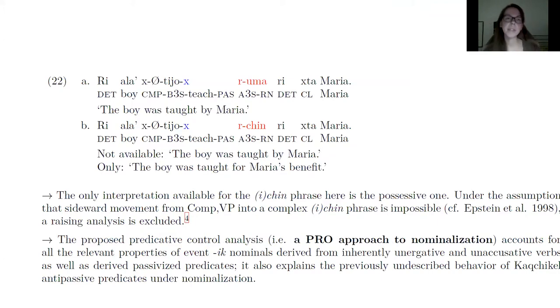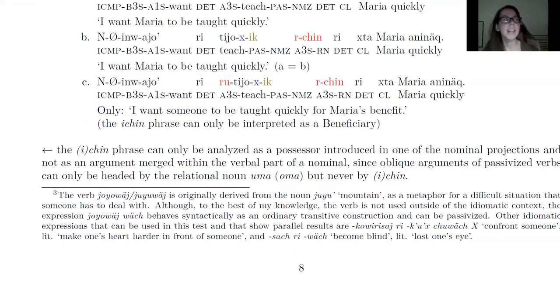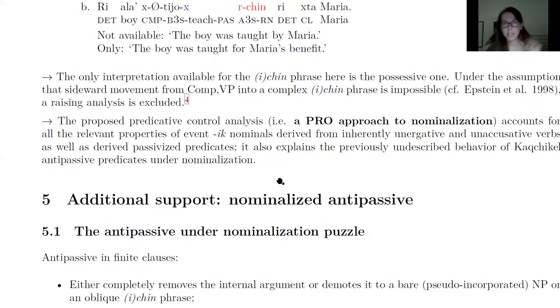And I think it is very nice as well that Kakchiquel provides this additional support for finally distinguishing between the two analyses, between the DP analysis and the PRO analysis. And as I mentioned at the very beginning, we also have some additional support coming from this very unusual behavior of antipassive under nominalization. I'm sorry, I don't have time to talk about it right now, but it's in the handout. Please take a look and ask me questions if you're interested.